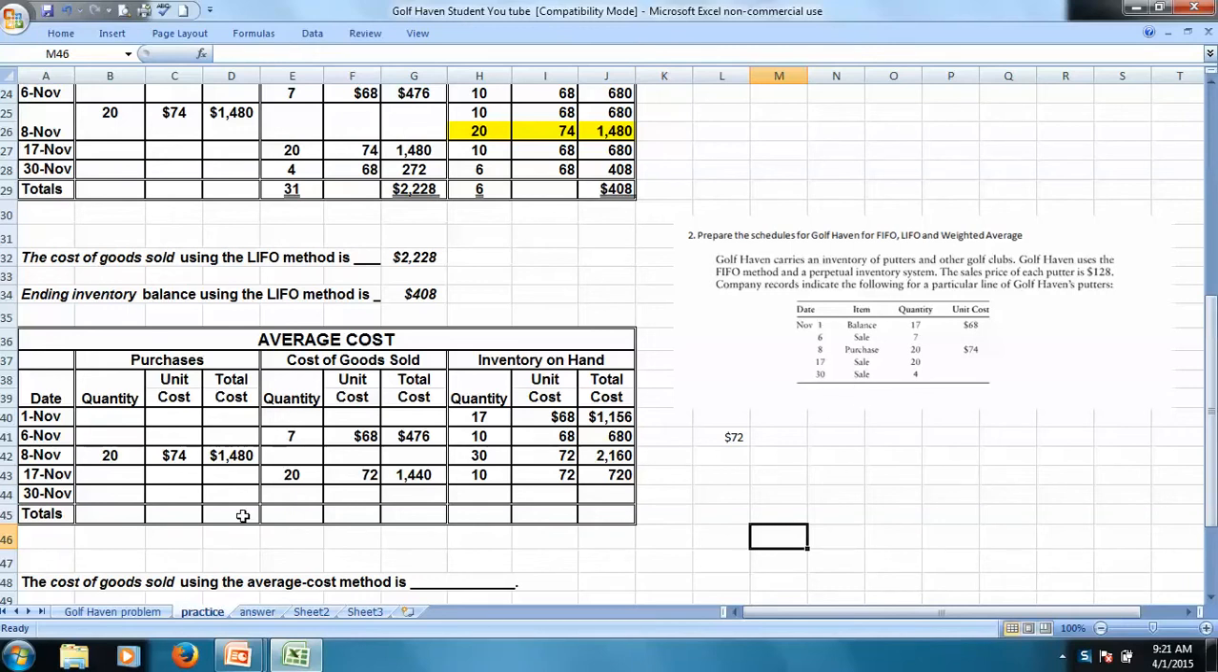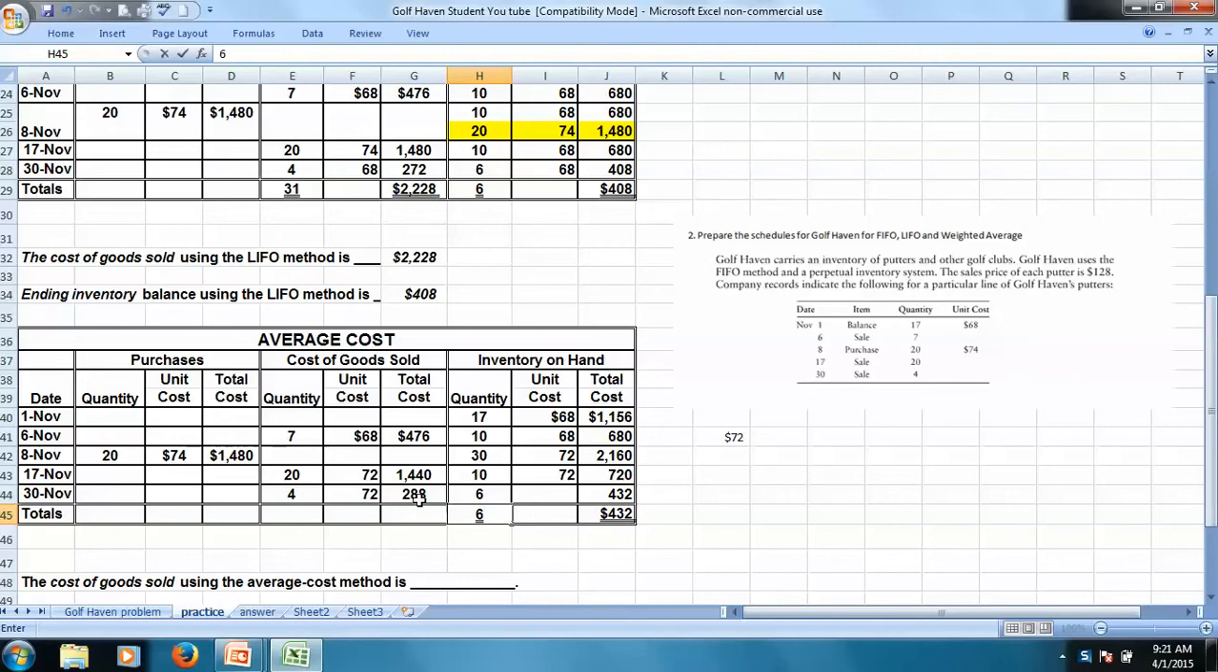Then on the 30th, we sold 4 putters with a weighted average cost of $72. So 4 times 72 gives you a weighted average cost on that sale of $288. You have 6 putters in the store at an average cost of $72. You've got 6 times 72. The value in your inventory is $432. $432 is your ending inventory balance.